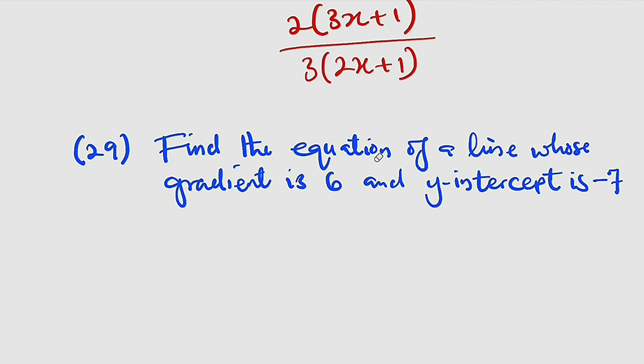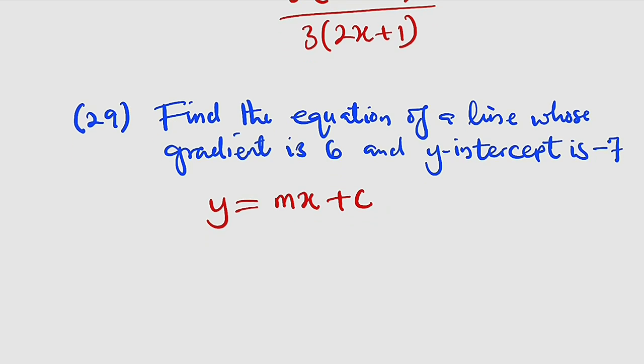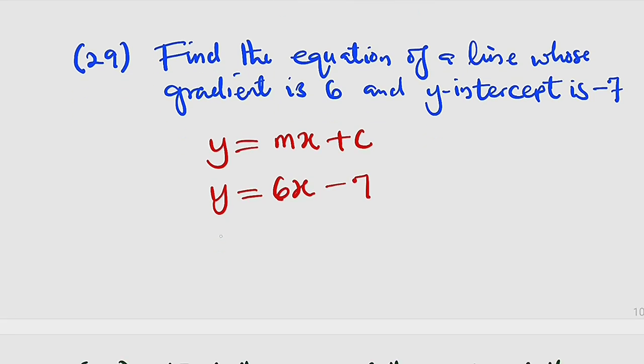Question number 29, we are asked to find the equation of the line whose gradient is 6 and y-intercept is negative 7. Equation of the line: y equal to m multiplied by x plus c. M here is the gradient, c is the y-intercept. And both of these values are given already. So we have y equal to m, which is 6, multiplied by x, and c is negative 7. As simple as that. But according to the options, they wrote it as y equal to negative 7 plus 6x. Remember, they are commutative. So this is the right option.